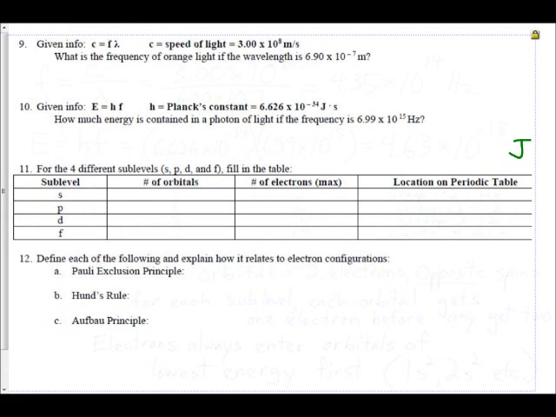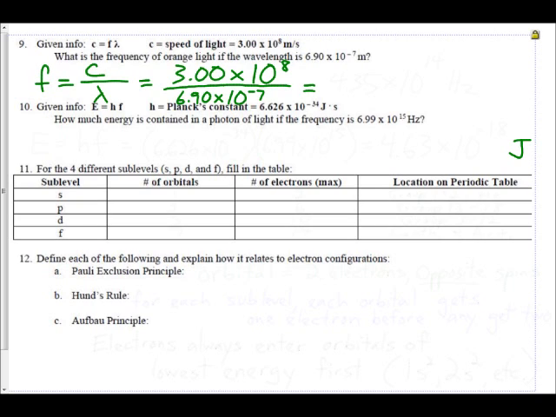Now, for calculating frequencies and wavelengths, you're going to be given C equals frequency times wavelength and the associated number for the speed of light. You just have to know how to use it. Every time you do this, it will always come out to be C divided by whatever they gave you. In this case, it was wavelength. So we put 3.00 times 10 to the 8th, divided by 6.90 times 10 to the minus 7th. That will equal 4.35 times 10 to the 14th hertz.